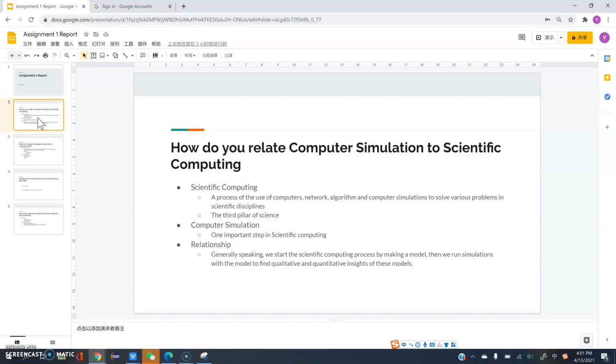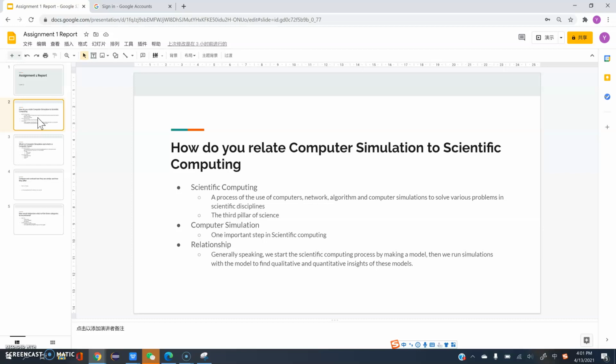First, I'm going to talk about how I relate this computer simulation to scientific computing. The term scientific computing refers to the use of computers, network algorithms, and computer simulations to solve various problems in the scientific disciplines. It is often thought of as a third pillar of science. The computer simulation is just one important step in scientific computing.